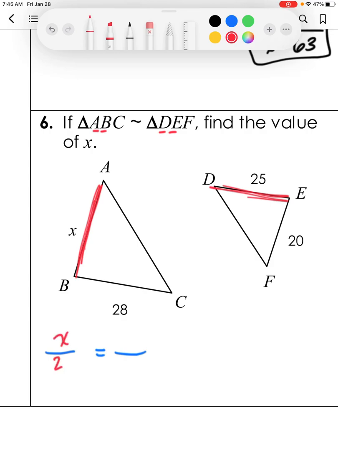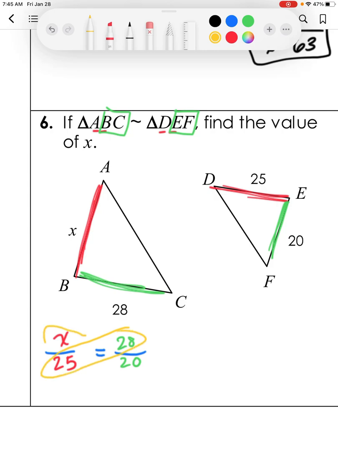So x with 25. The next thing they gave me on the triangle is 28, and since that's BC, that's going to match up with EF, which is right here. So I do 28 on top, 20 on the bottom. It would be wrong if you switched up the order.